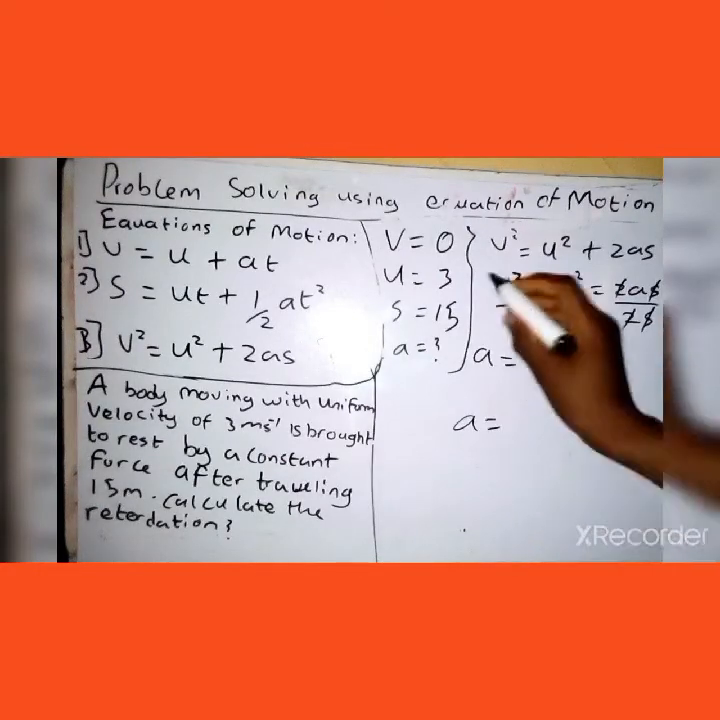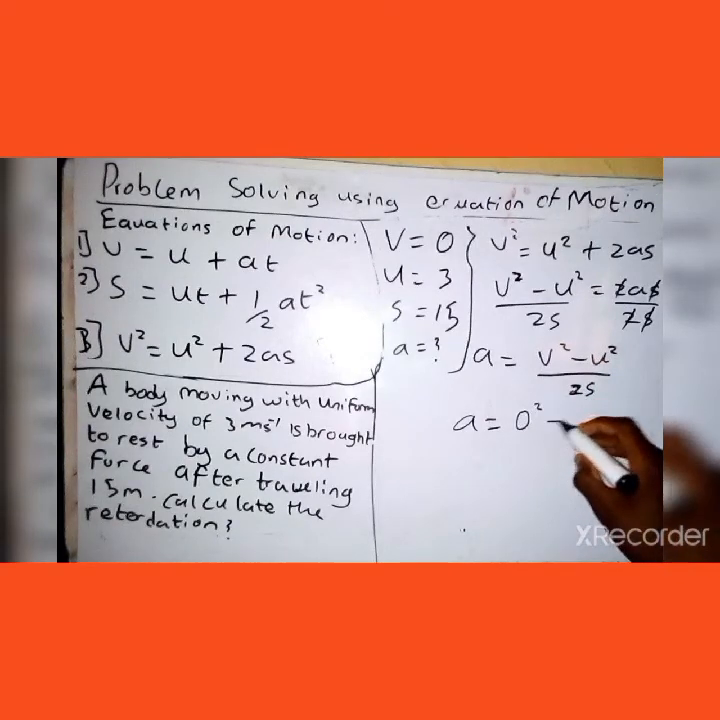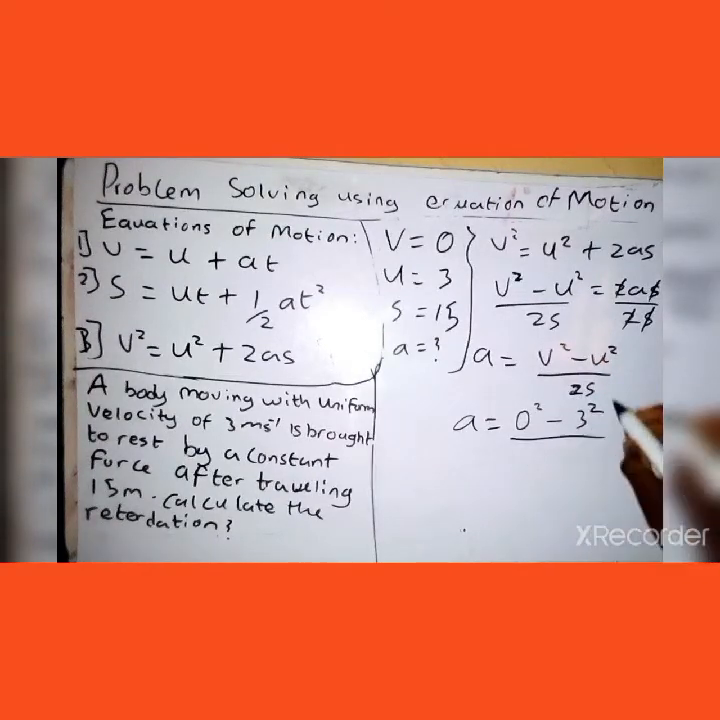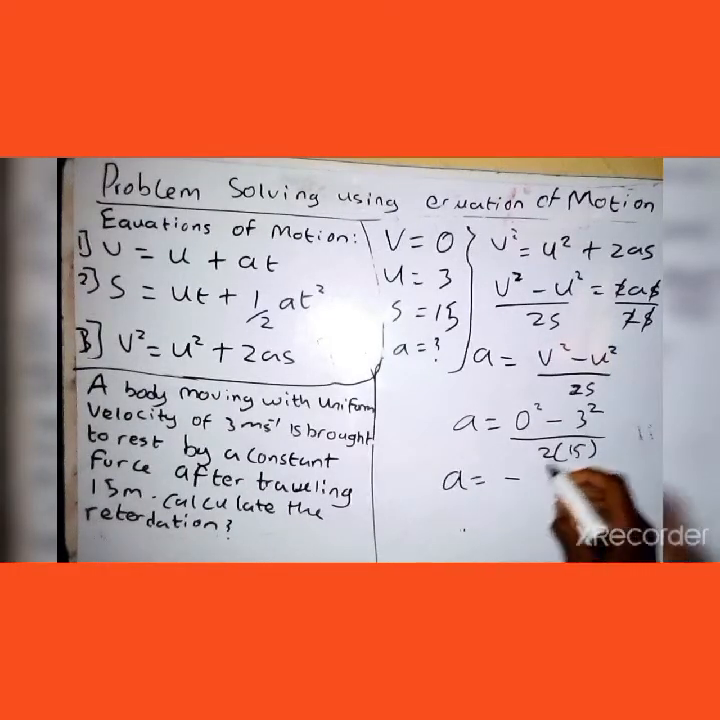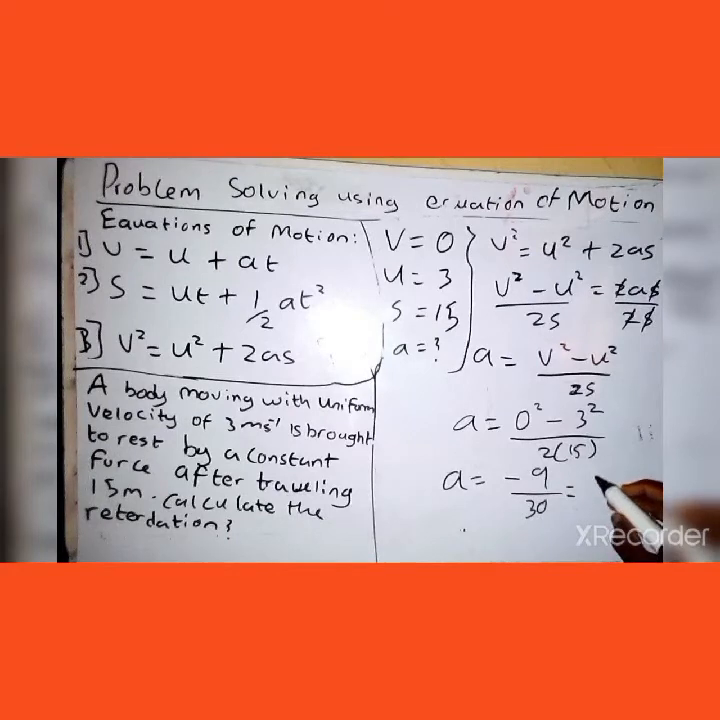So we now have a equals, what's our v? 0 square minus our u, 3 square, over, what's our s? 15. So we now have a equal to minus 9 over 30. That's 3 in this, we have 3 over 10. So our acceleration will now be minus 0.3 meters per second square. Don't forget your unit. It is very important in physics. So this is our final answer. This negative sign means the acceleration is negative acceleration, that is, it is deceleration.